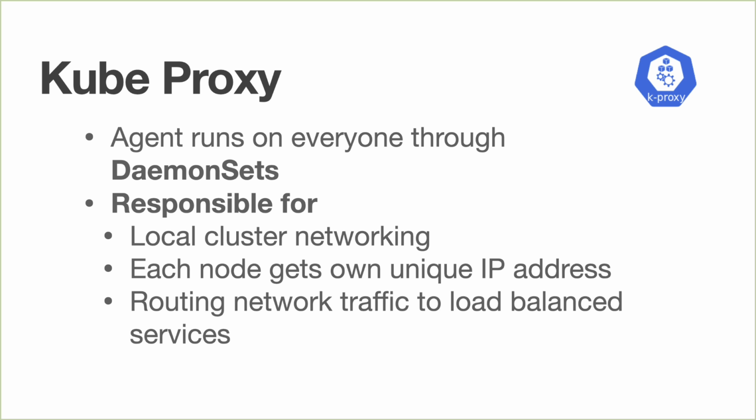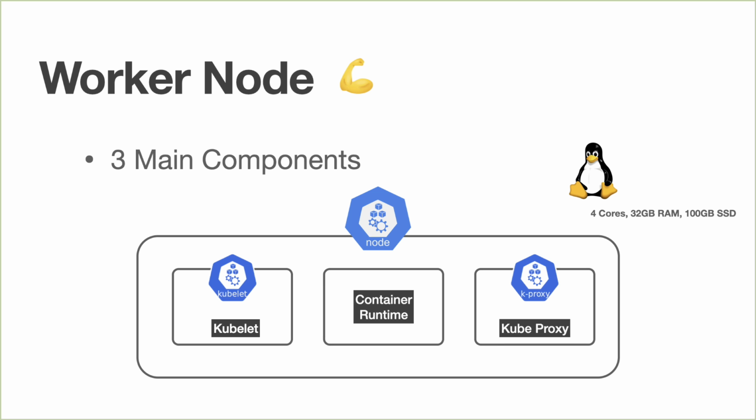So for example, if 2 pods want to talk to each other, kube proxy is what's doing the magic. If you as the client want to send a request to your cluster, kube proxy is responsible for handling all of that. So there you have it. Now you know about the 3 main components within the worker node. And also you've learned about the control plane, which gives you the complete picture of the entire Kubernetes architecture.